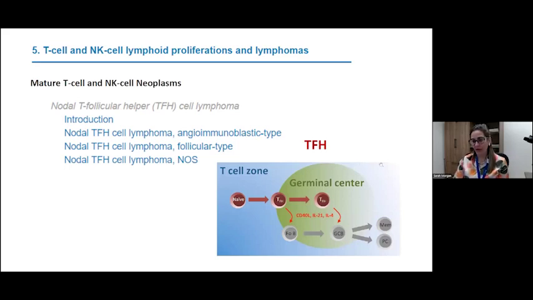So the T follicular helper cells are the heroes of this type of lymphoma. And we all know that the T follicular helper cells are basically found in the germinal center of a lymphoid follicle. And they are really important for the function of the germinal center and its development. And they are also responsible for the production of antibodies and memory B cells.